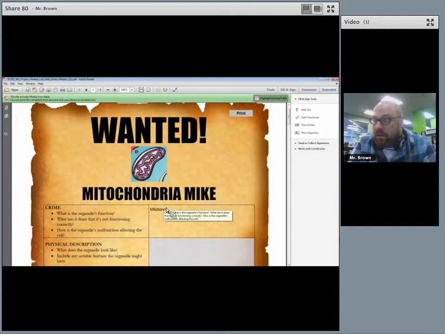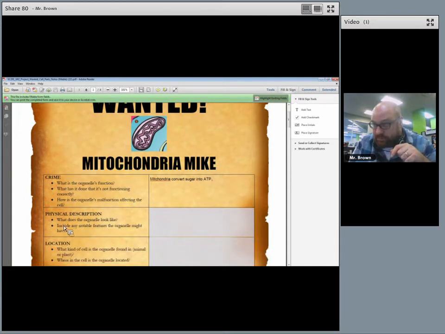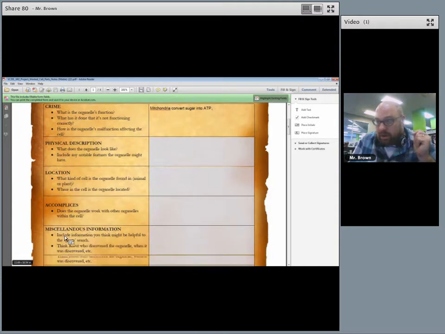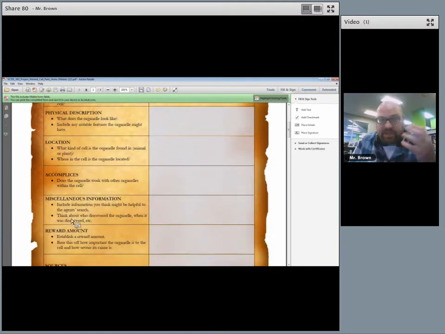Mitochondria convert sugar into ATP. So what's the organelle's function? Mitochondria convert sugar into ATP. What has it done that it's not functioning correctly? So what is Mitochondria Mike doing that he's not working right? And how is it affecting the cell? So go through, address each bullet point. Does it work with any other organelles? Any miscellaneous information, when it was discovered? Who discovered it?